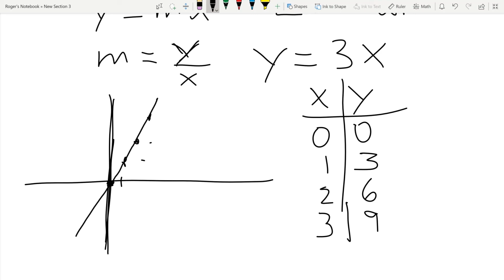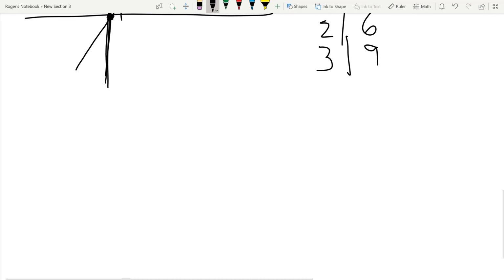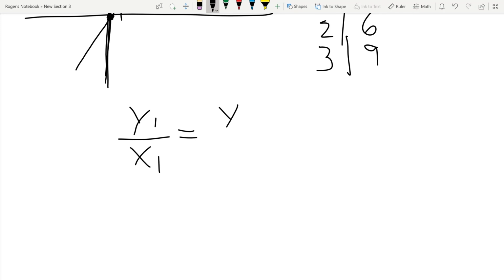So notice here that 3 divided by 1 is 3. 6 divided by 2 is 3. 9 divided by 3 is 3. So y1 divided by x1 is equal to y2 divided by x2, since they're equal to the same number. So y1 over x1 is equal to y2 over x2. And of course, this is all equal to m.